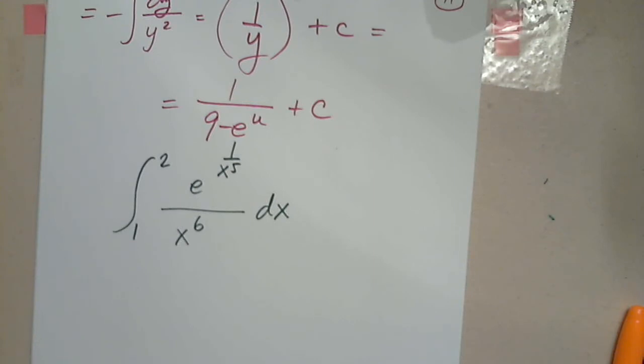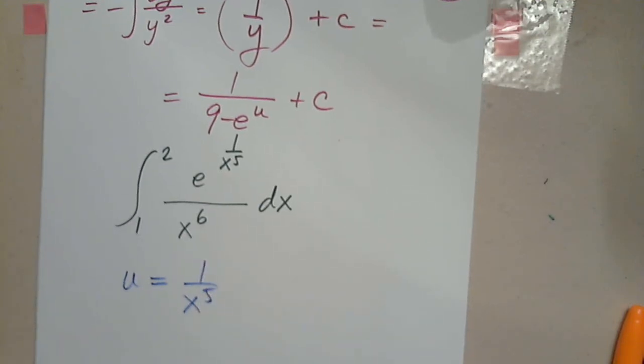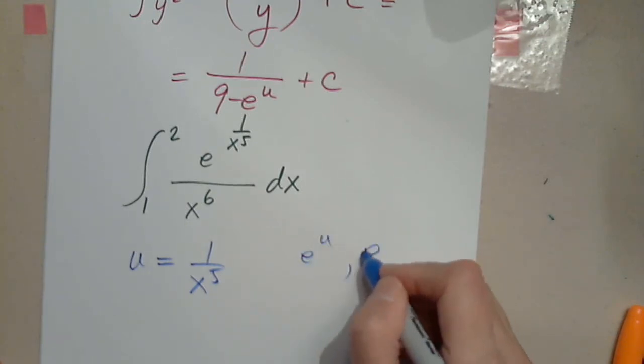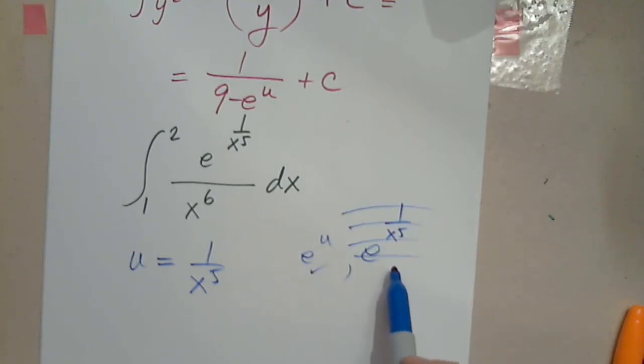Something that really scratches your eye. Because e doesn't, and x to the 6 doesn't. But what really bothers me is 1 divided by x to the 5th. That really bothers me. I can handle e to u, but I don't really want to even think of this. This is nice. That one is not.